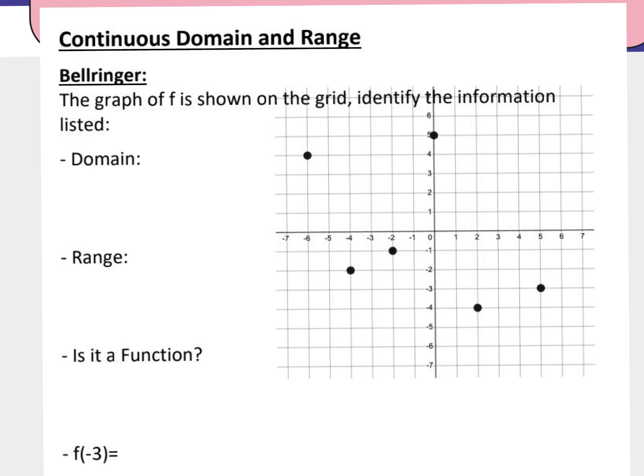We're going to start off reviewing discrete domain and range that we worked on yesterday. Here we have a graph. Remember, we talked about discrete is going to be a scatter plot and it's going to have dots. Our domain, if you recall, is going to be all of our x values, and our range is going to be all of our y values. We talked about several ways that you could do this.